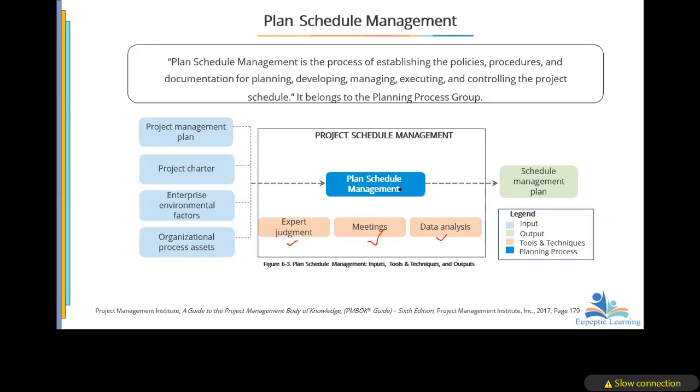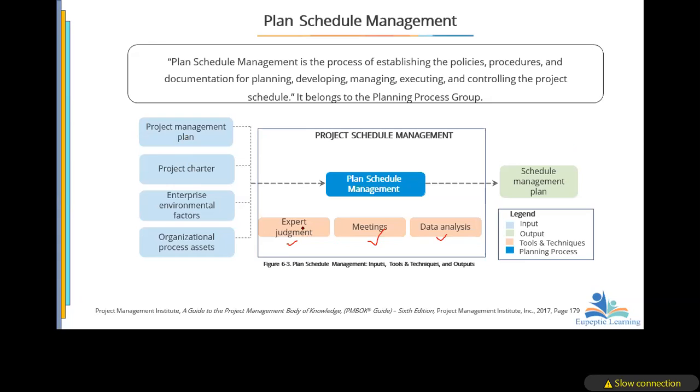Now, what is the output? It has only one output, the schedule management plan. There's nothing else apart from the schedule management plan. Then we look at the next process. So when it comes to the processes, it's not stressful, let me put it that way. Know the process, the inputs, the outputs, and the tools and techniques. And for each input, you should know what it is about.